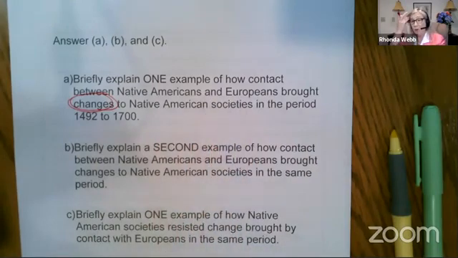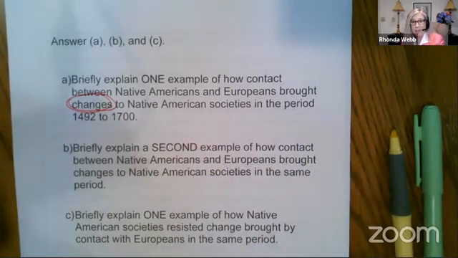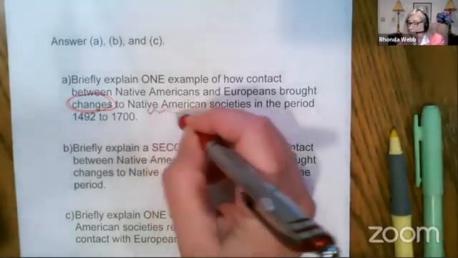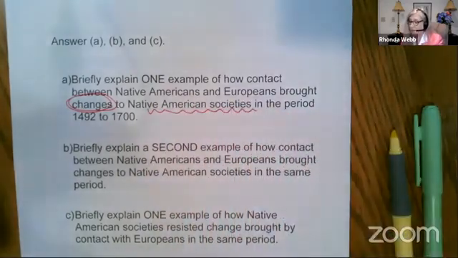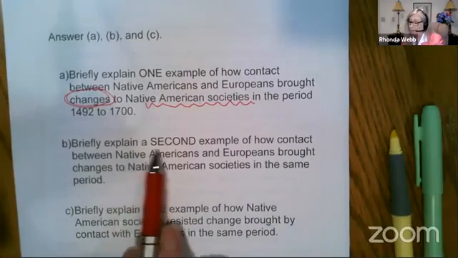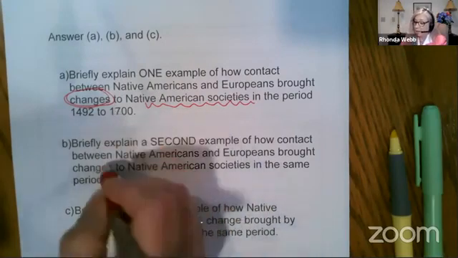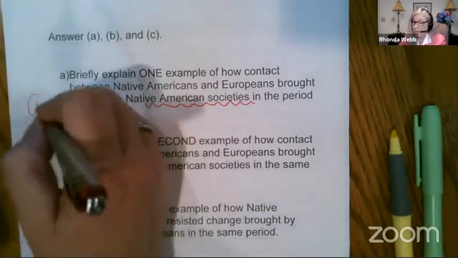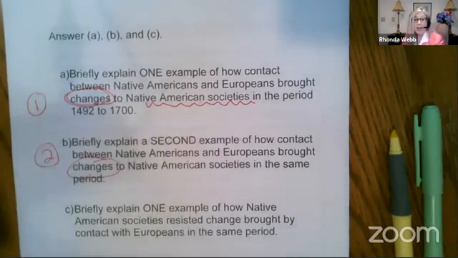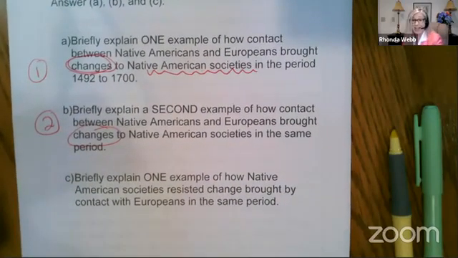So this is something important. You want to make sure. You could get confused here and talk about changes within Europe, but that's not what the question is asking. The question is asking, how did Native American society change? And then we've got briefly explain a second example of how contact between Native American and Europeans brought changes to the Native American society. So this is, again, you're basically going to be coming up with two different changes. And then give an example of how Native American societies resisted that change.